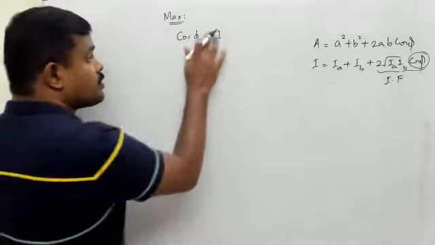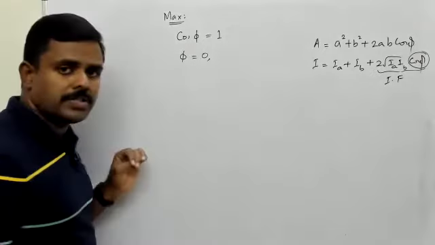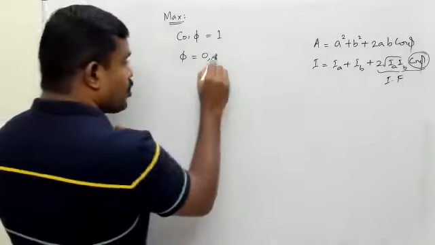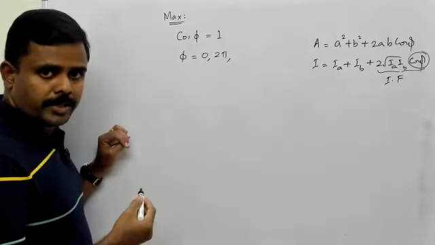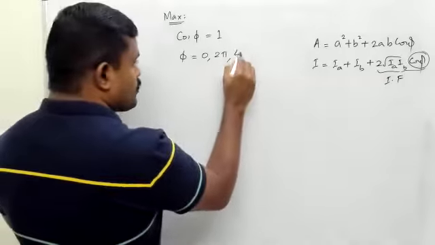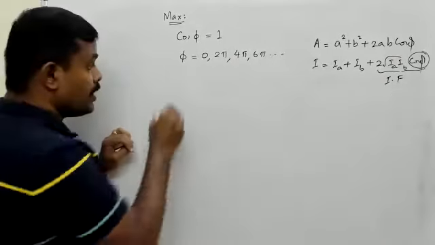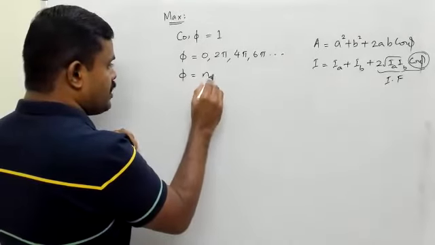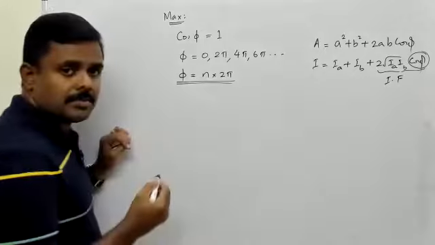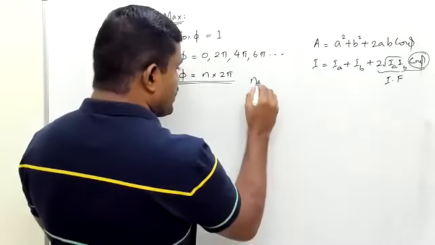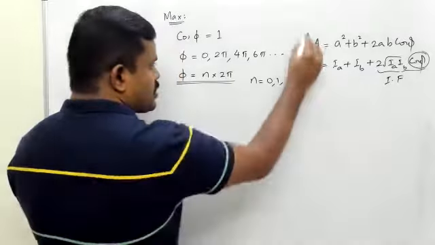And cos of what is 1? Phi value can be 0. Cos 0 is 1. Or cos 2 pi is 1. Cos 2 pi, cos 360 is 1. Cos 4 pi is 1. Cos 6 pi is 1, etc., etc. In general, I can write phi is equal to n into 2 pi. That is the condition for maximum. All right, where n can take which values? 0, 1, 2, etc., etc.